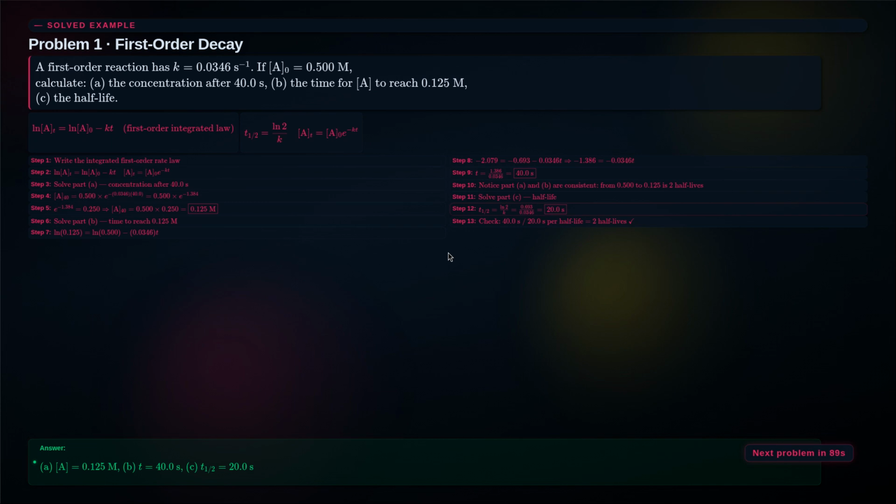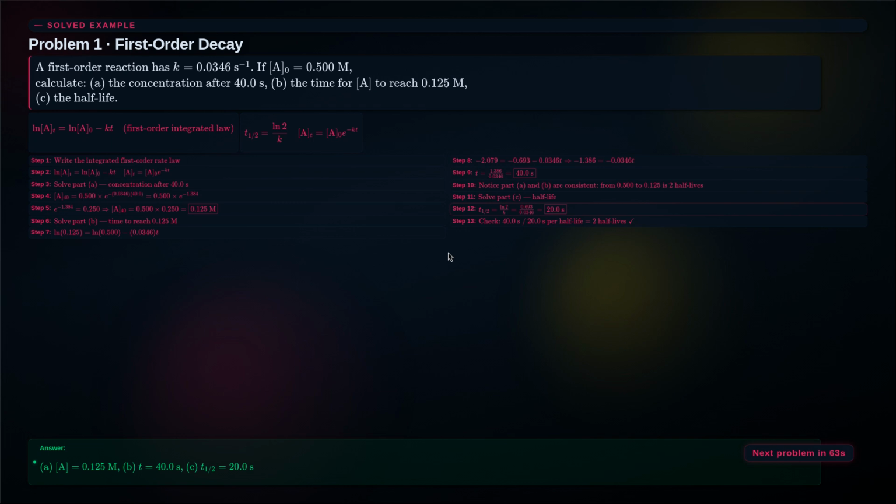For part A, we use the integrated first-order law. At time t, [A] equals [A]initial times e to the negative kt. Plugging in values, e to the negative 0.0346 times 40 gives e to the negative 1.384, which is 0.250. Multiplying by 0.500 gives 0.125 molar.